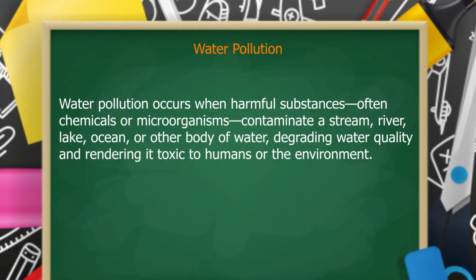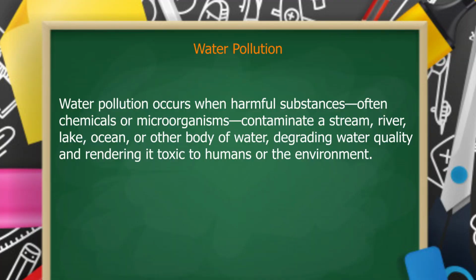What is water pollution? Water pollution occurs when harmful substances, often chemicals or microorganisms, contaminate a stream, river, lake, ocean, trenches, ponds, or other body of water, degrading water quality and rendering it toxic to humans or the environment. Again, water pollution occurs when harmful substances contaminate a body of water, degrading the water quality and rendering it toxic to humans or the environment.